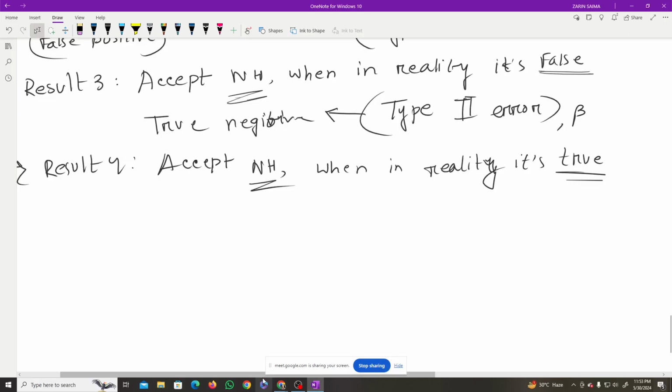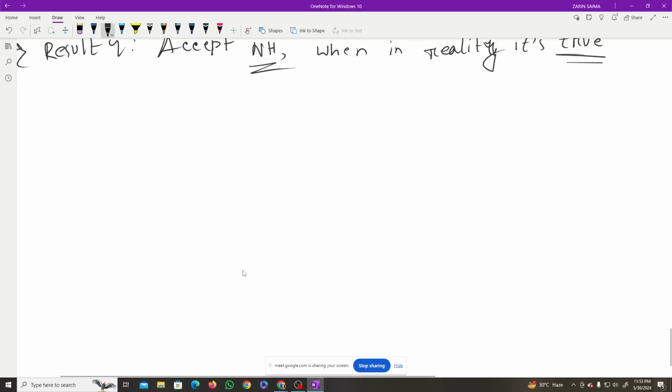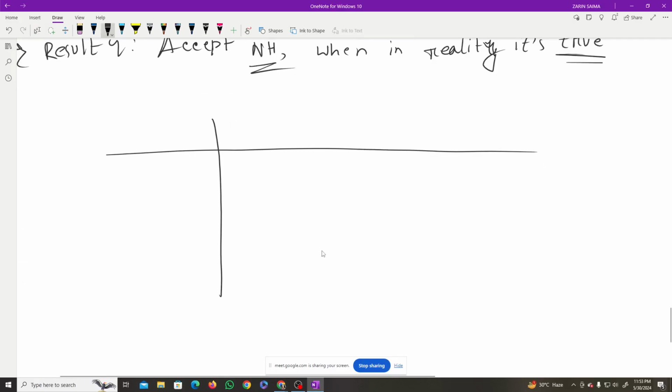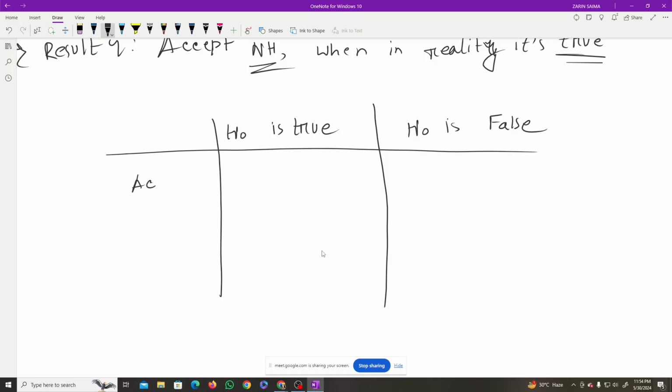So let's quickly see it in a table, a confusion matrix. We will talk about the confusion matrix when we do our machine learning sessions, but shortly let me introduce you to this. We are talking about these things in a more organized way in this part, right? So your null hypothesis is true, or your null hypothesis is false in reality. And after completing the test, you either accept it or reject it.